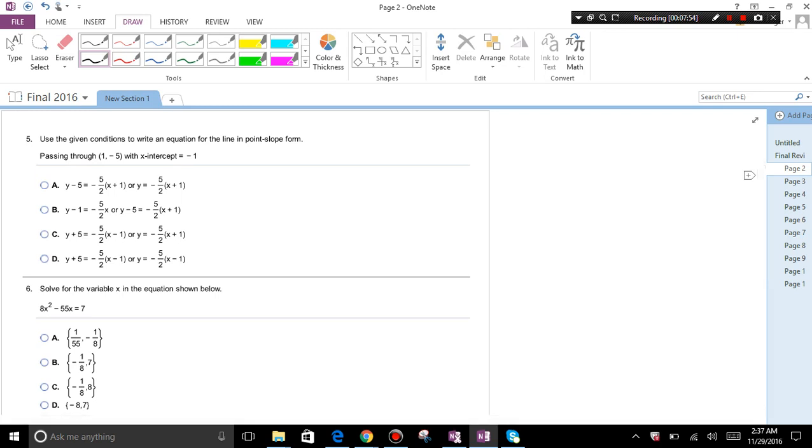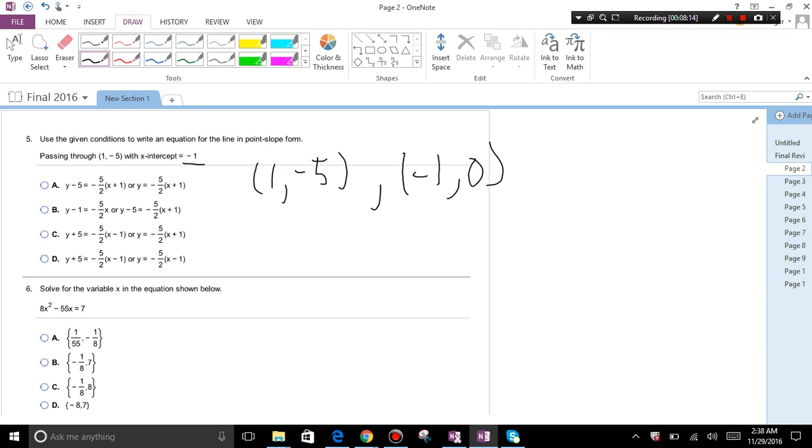Number 5 asks about a line. You need 2 points for a line. You've been given 2 points. It's (1, -5). And the x-intercept is -1. So they're trying to tell you that the other point is (-1, 0). When they tell you that the x-coordinate is -1, they're implicitly saying that the y-coordinate is 0.